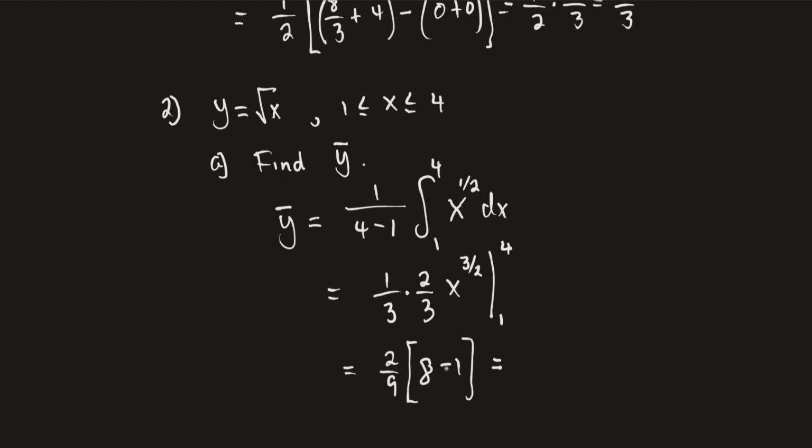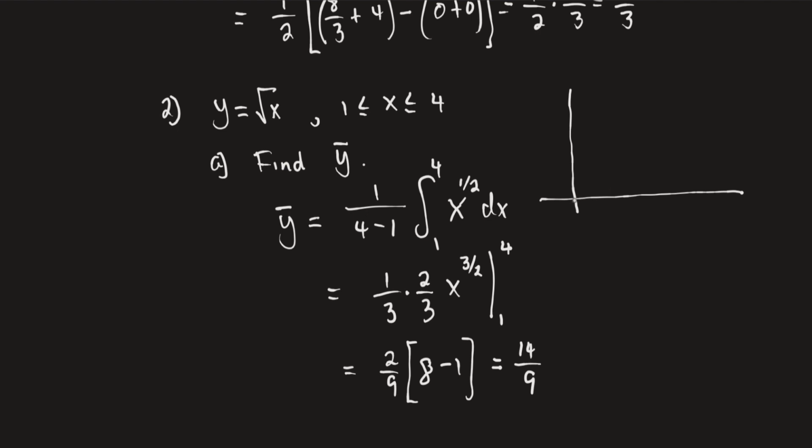And then, so what's this? 7 times 2, 14/9 is the average value, right? Well, let's do the same thing that I did before. Let's sketch the graph of the square root function.